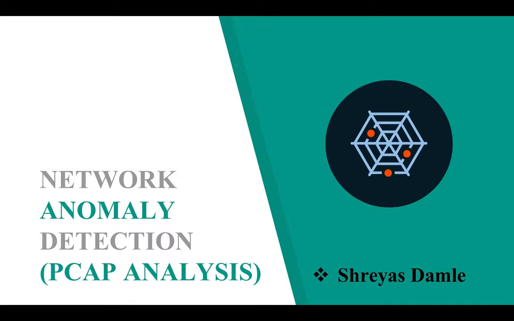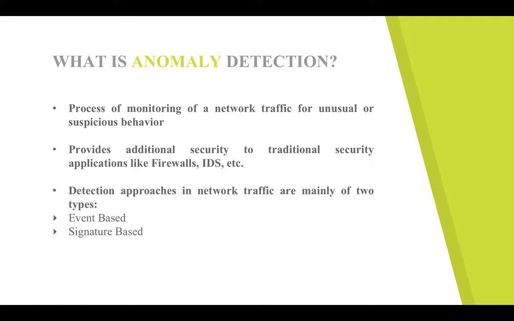This is a summary of my final project, Network Anomaly Detection and PCAP Analysis. Today I will give you a brief overview and we will go through various stuff. On a high level, what is anomaly detection? It is a process of monitoring network traffic for unusual or suspicious behavior. It provides additional security to traditional security applications like firewalls, IDS, etc.